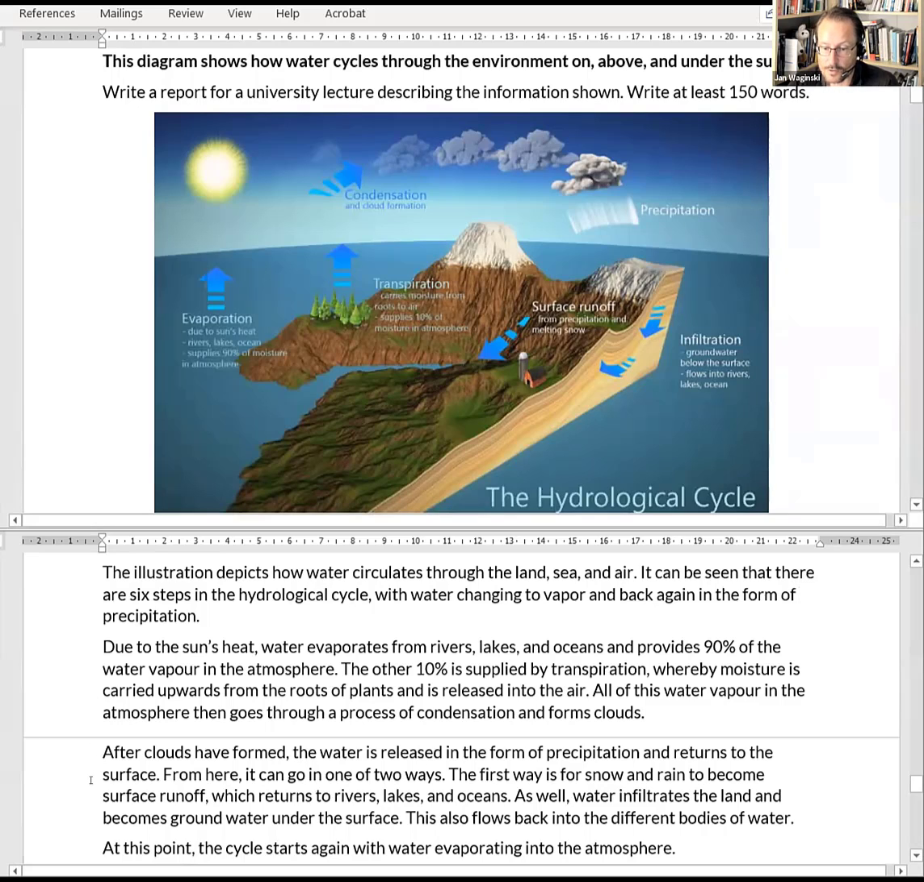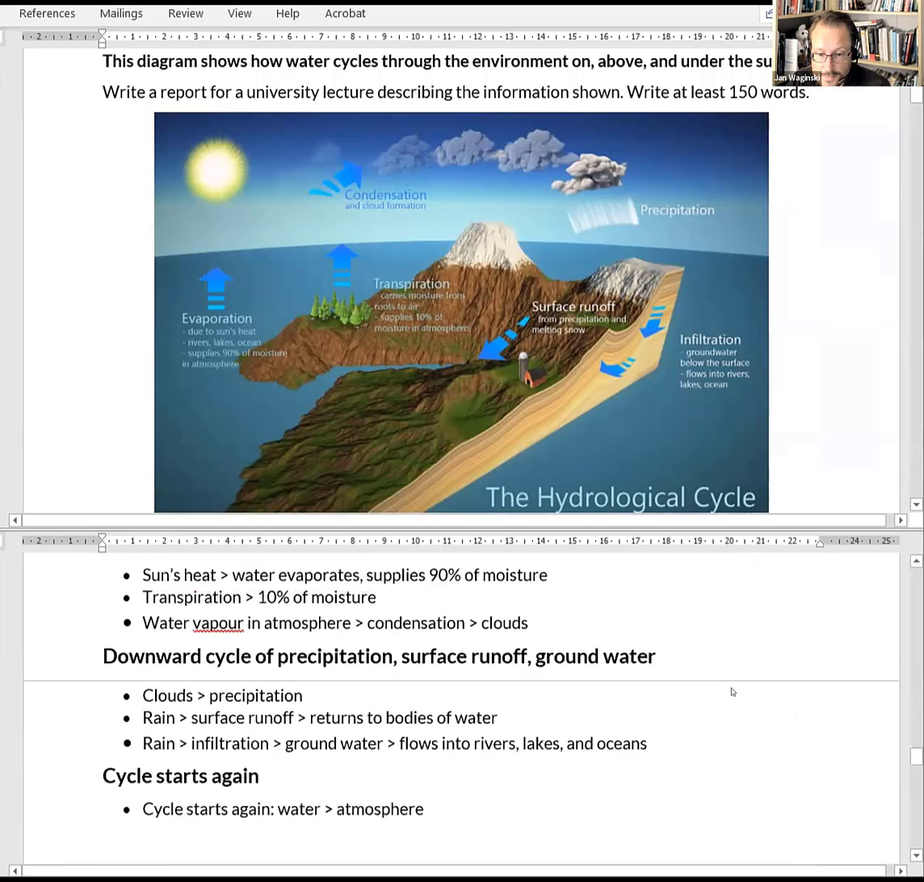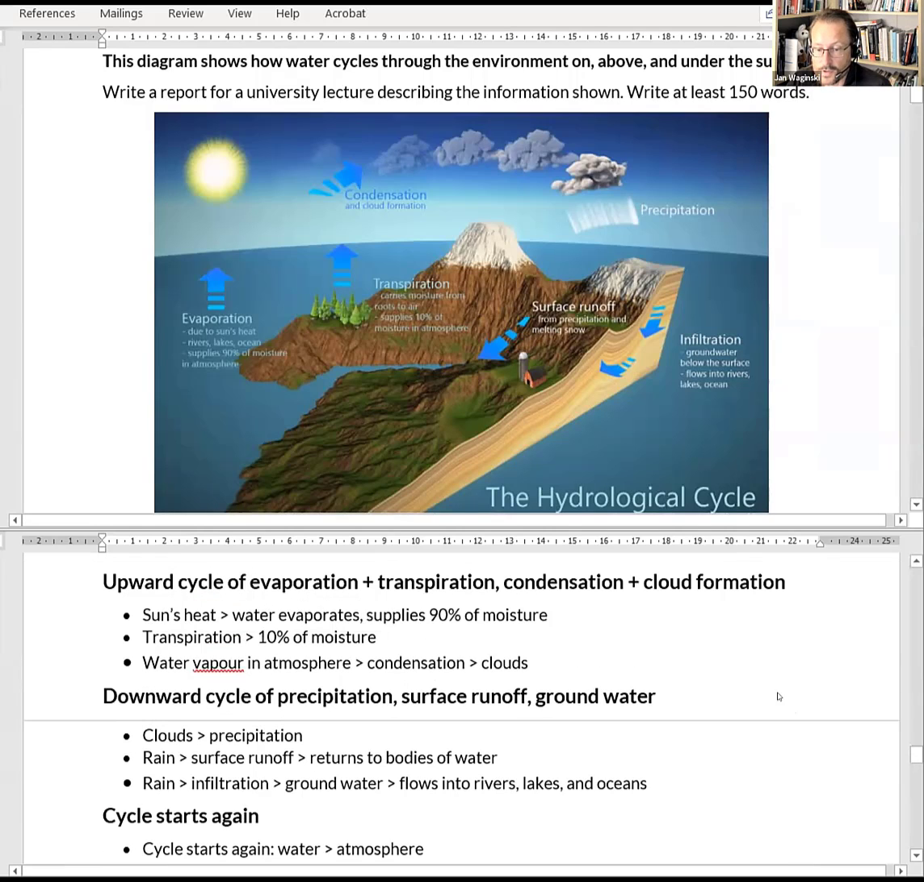From here, it can go in one of two ways. The first way is for snow and rain to become surface runoff, which returns to rivers, lakes, and oceans. As well, water infiltrates the land and becomes groundwater under the surface. This also flows back into the different bodies of water. At this point, the cycle starts again with water evaporating into the atmosphere. Okay, I'm just going to hide this. This is your outline.